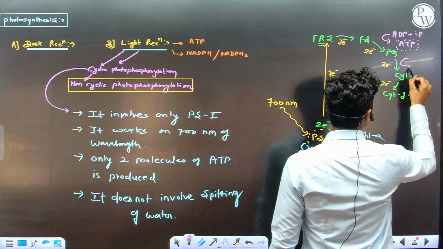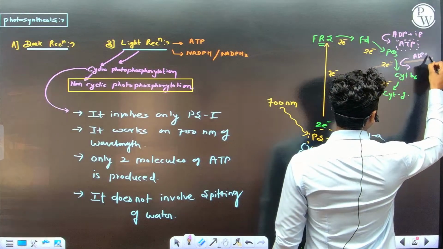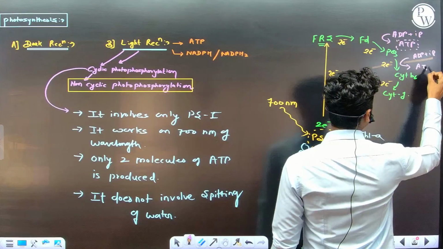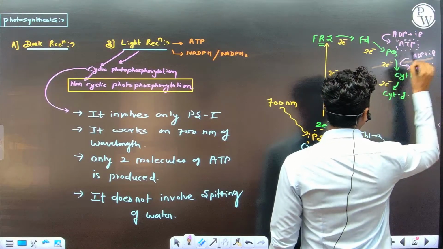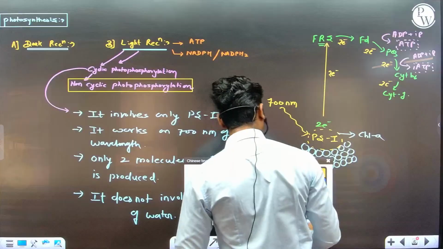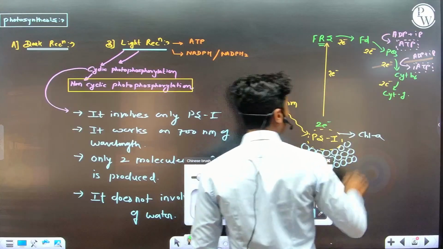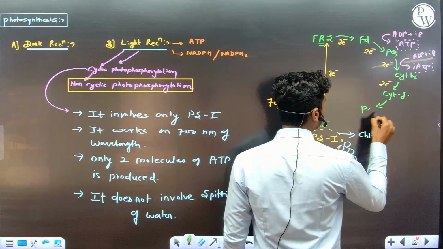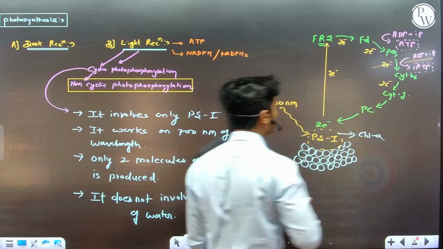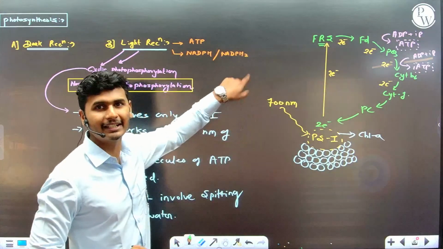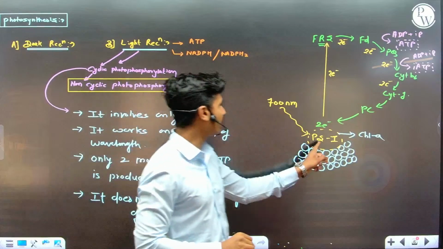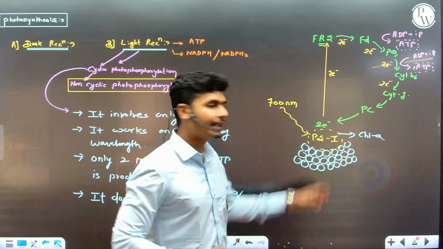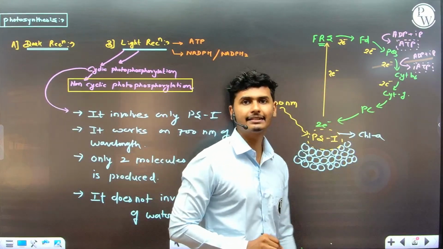Here is the production of ADP plus Pi, giving us ATP. The second molecule of ATP is formed. Now the electron is passed from cytochrome F to PC, plastocyanin, and plastocyanin to PS1. The cycle is completed, guys. The electron started from PS1 and ended up in PS1.